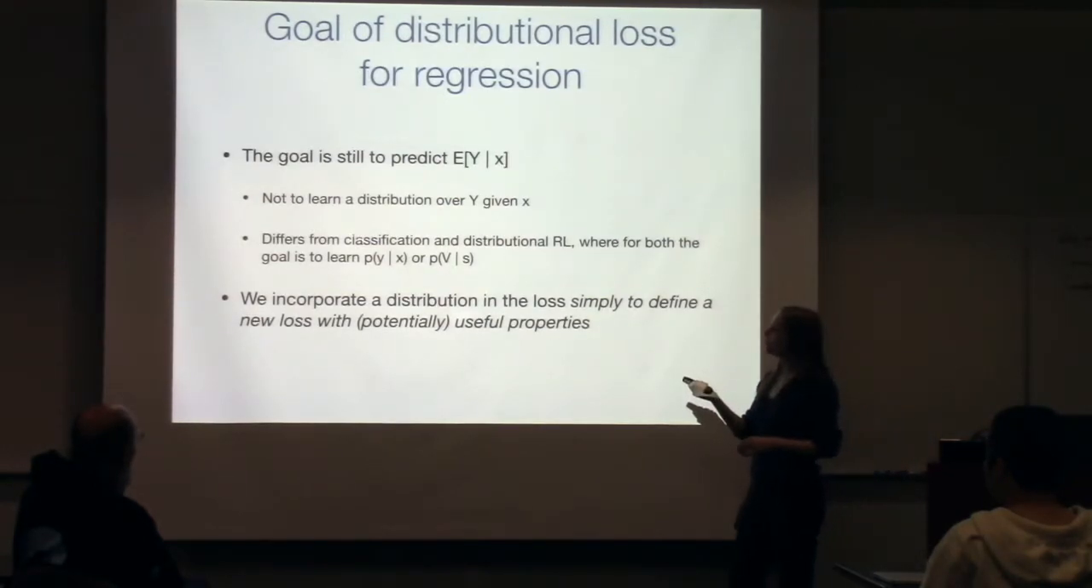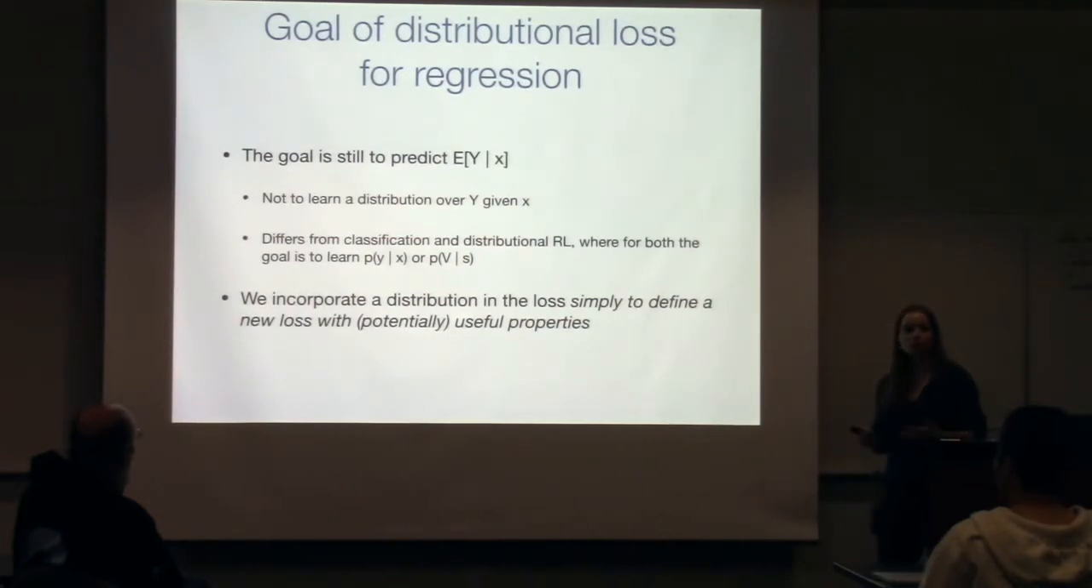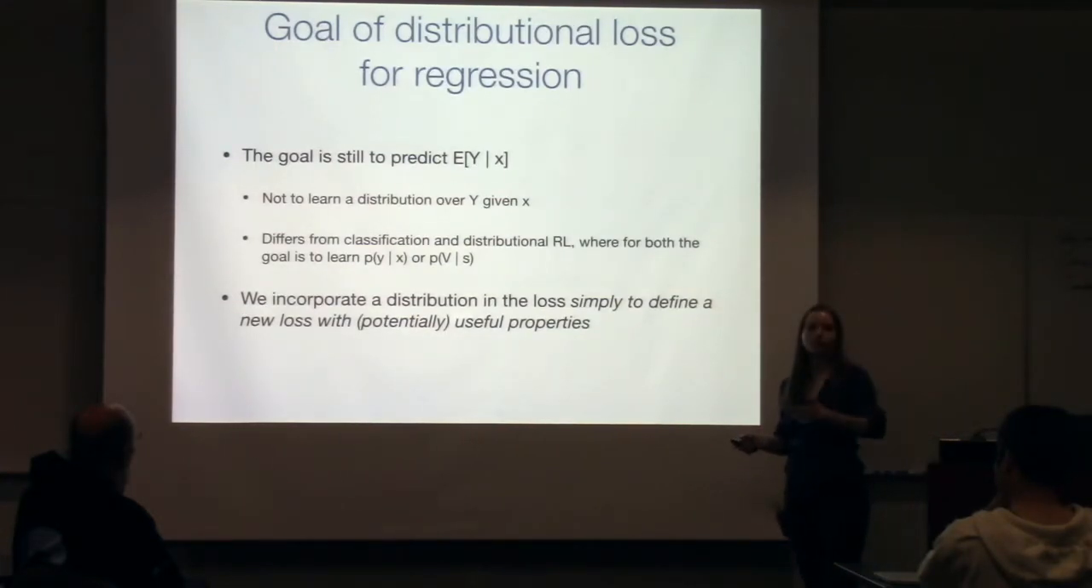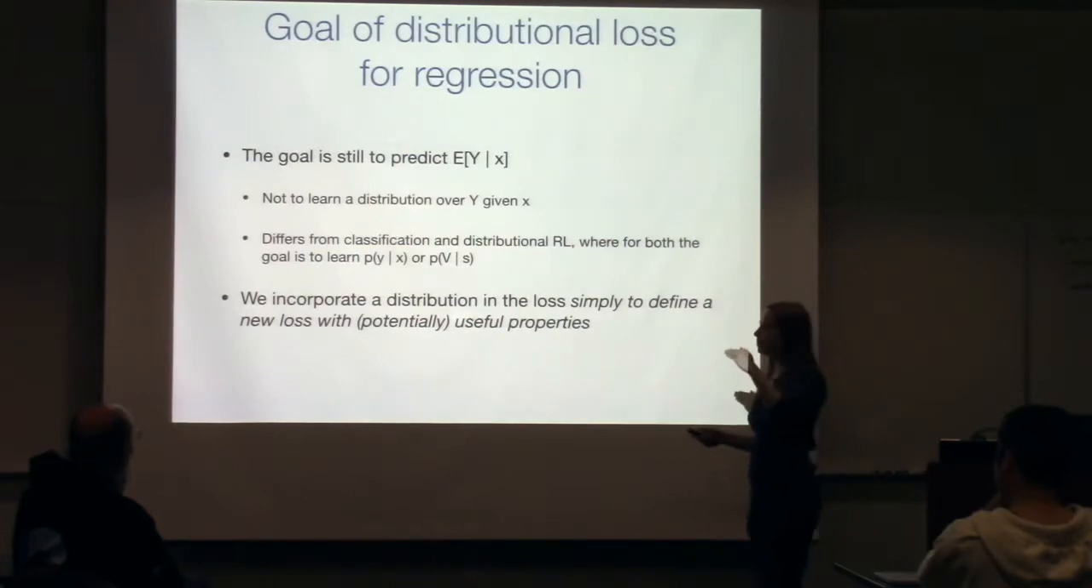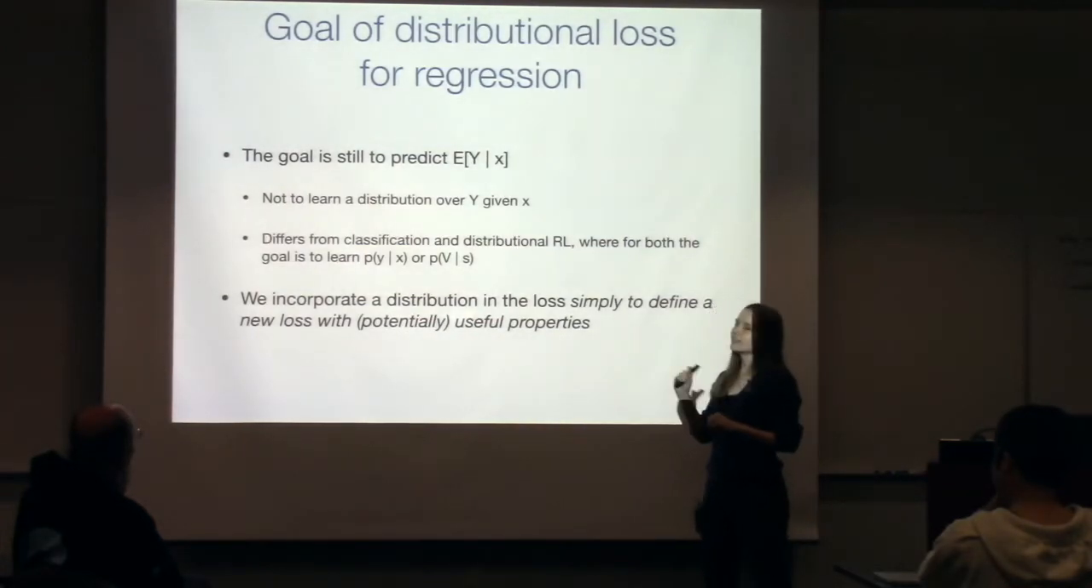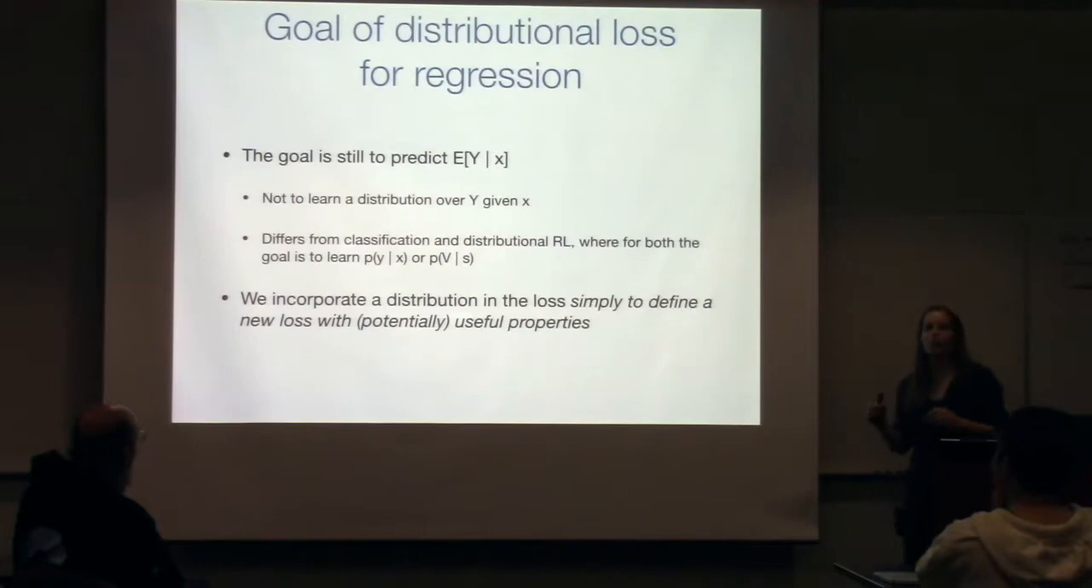And this sort of differs from classification and distributional RL because in classification we really do want the distribution of y given x. That is exactly what multi-class classification is trying to do. We learn a vector of probability of y given x, which is the probability of being in each class. And technically the distributional RL paper was all about trying to learn the distribution of returns, even though they didn't end up using that in the end.